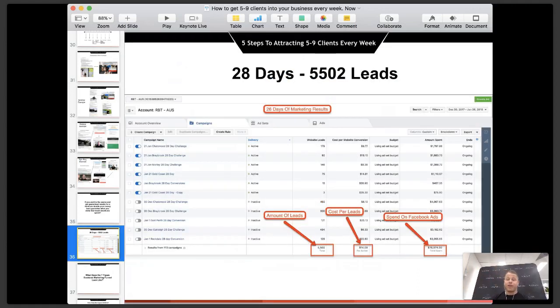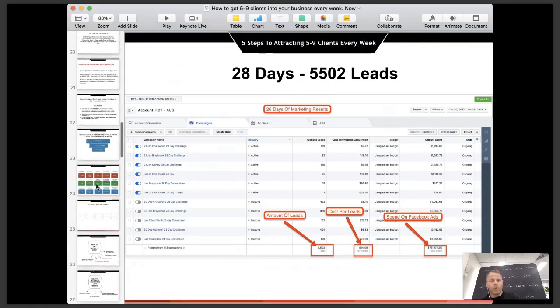Now, what does a 7-figure funnel look like? This is actually not a 7-figure funnel. This is our funnel. In 28 days in January, with RBT Gyms, we got 5,502 leads. So we spent $78,000 on marketing, or $79,000 on marketing in 28 days. We got 5,500 leads, and we also got $14 per lead.